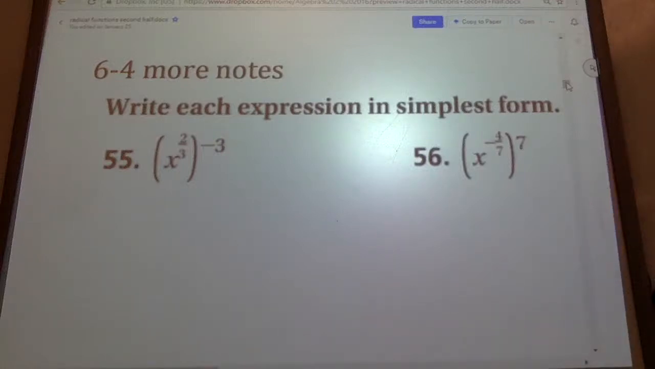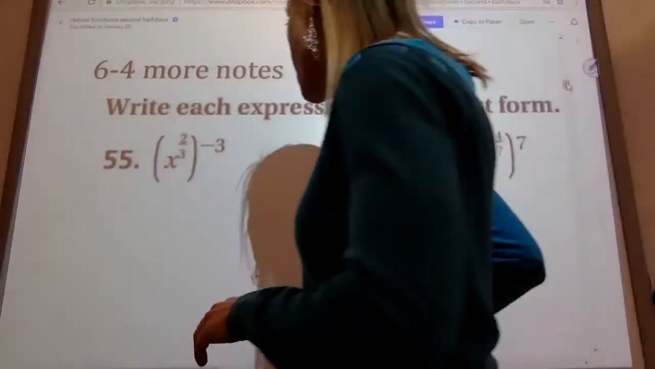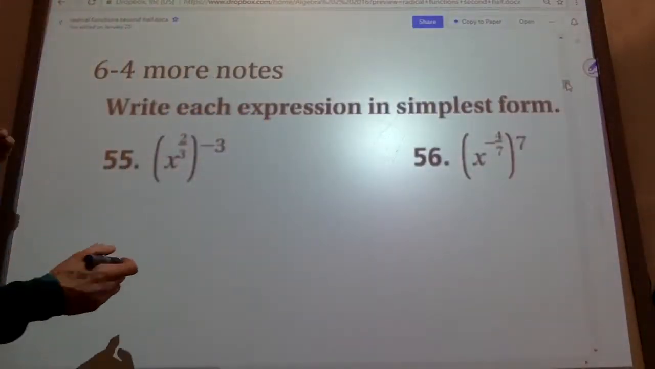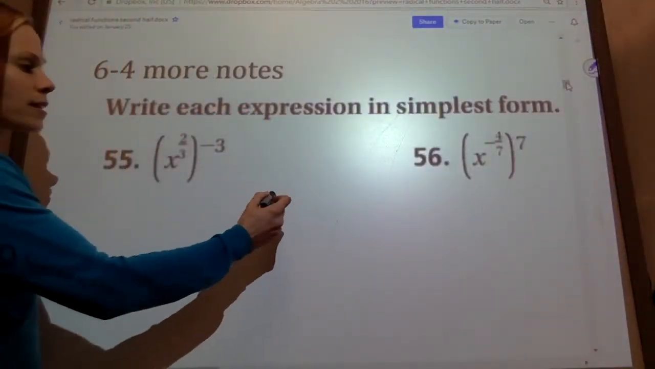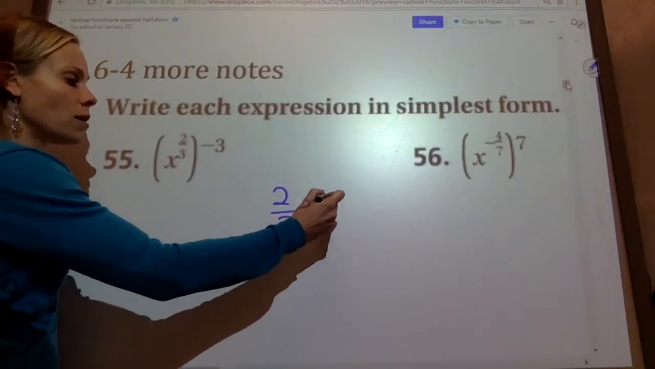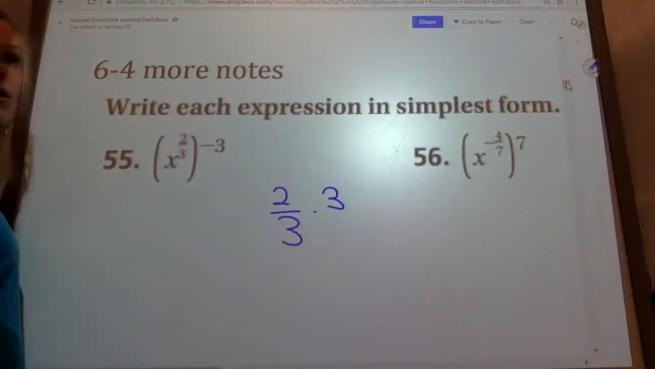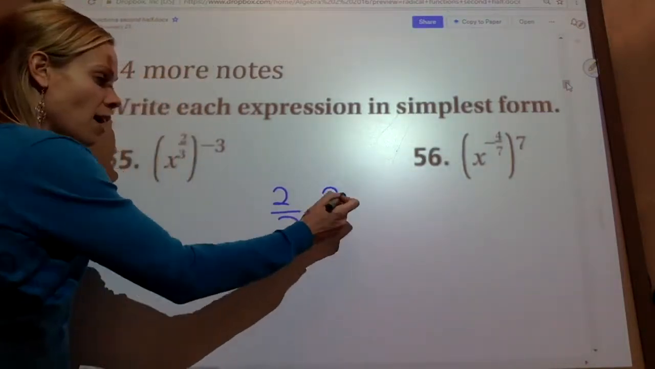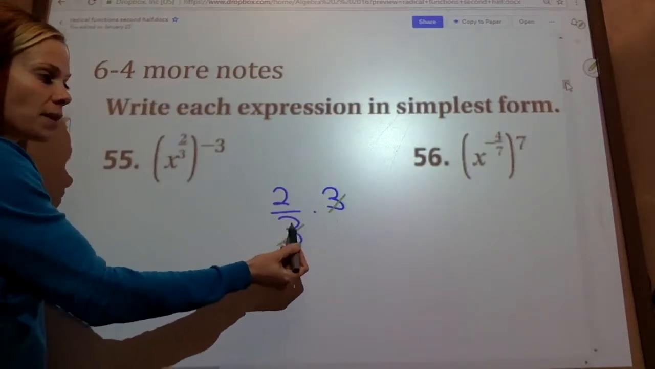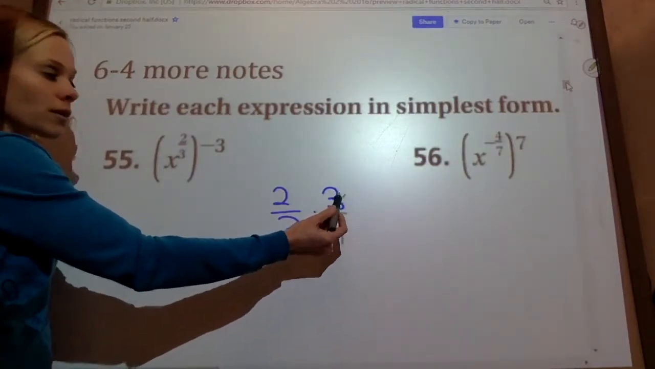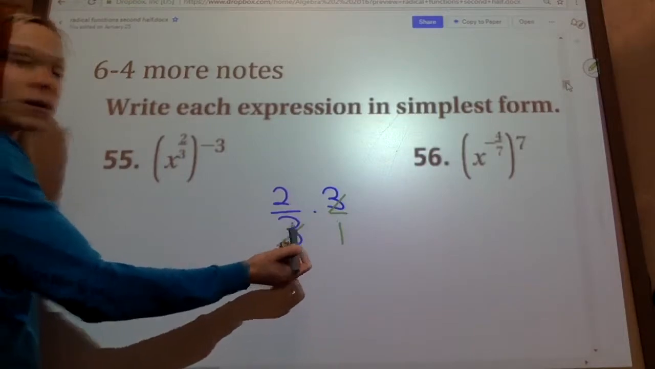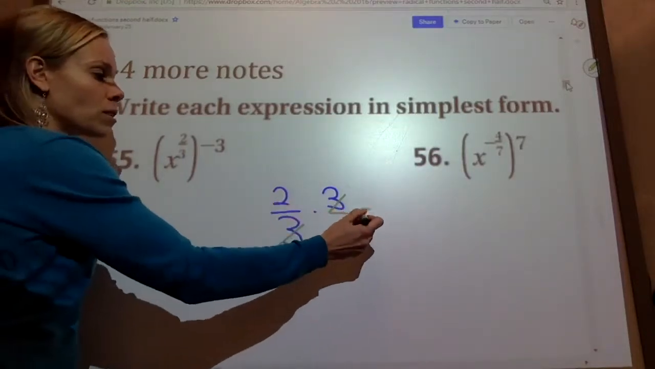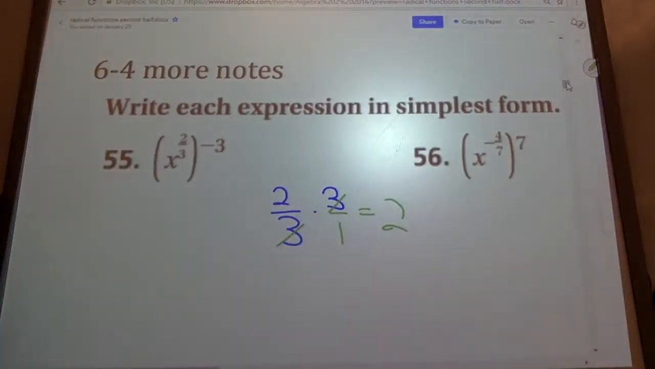Finish 6-4. I do want to review something that you might not remember. If you are taking a fraction, let's say 2/3, and you're multiplying by 3, do you remember what happens to the 3's? They cross off. If you have something in the denominator and something in a numerator that are the same, they can cancel out. So 2/3 times 3 is just going to be 2.